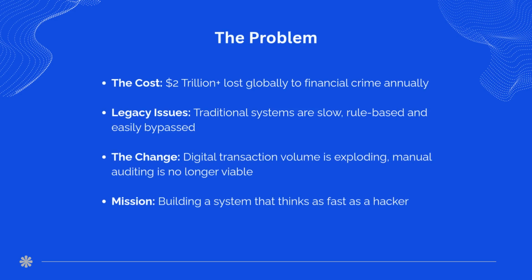Now, let's talk about the elephant in the room. Financial crime is a 2 trillion problem every single year. But the real issue isn't just the money. It's that our current defenses are stuck in the past. The old systems are slow and based on rigid rules that hackers figured out years ago. As digital transactions explode, we can't rely on humans to audit every single move. We need a system that thinks as fast as the criminals do.